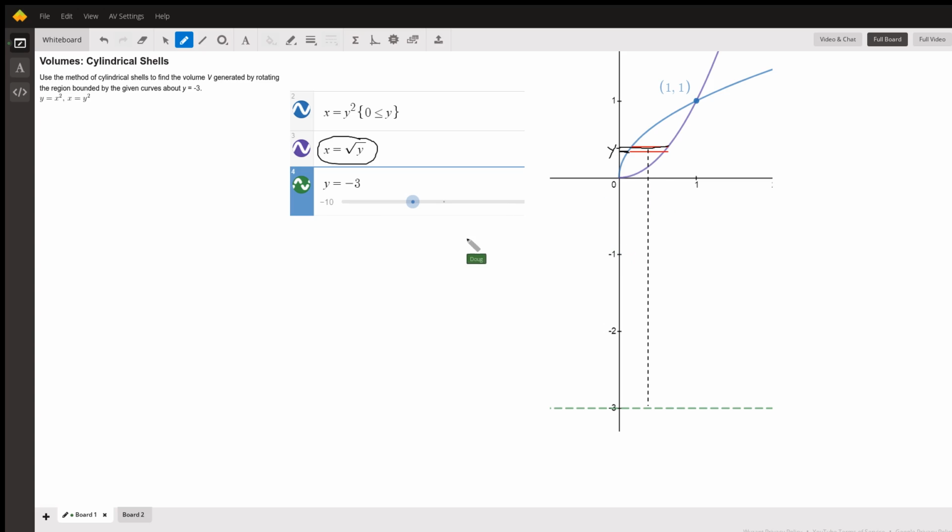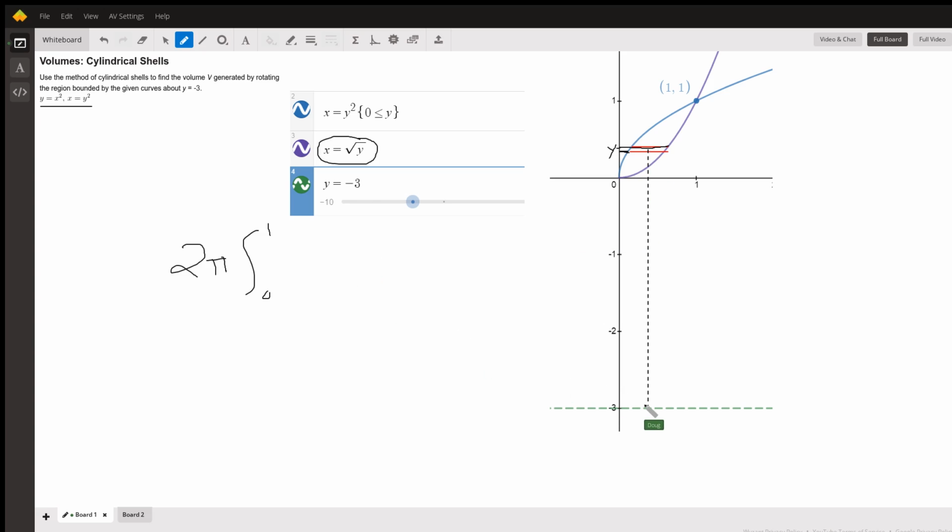So the hard part, as usual, is setting up the definite integral using cylindrical shells. We're going to have 2 pi times, we're going from 0 to 1 along the y-axis, which you might have to solve these two equations simultaneously to find the points of intersection. And then here's the difficult part.